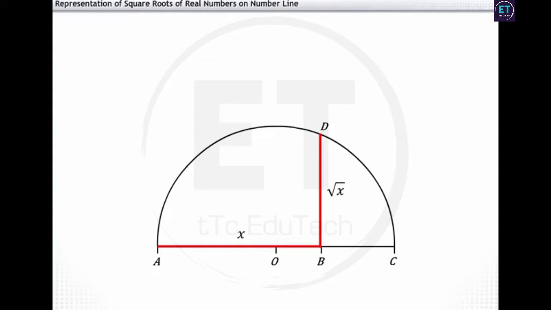This result can be verified by using the Pythagoras theorem. Let's join the points O and D. Here the triangle OBD is a right angle triangle. Now OD is equal to OC, which are the radii of the circle. Since O is the midpoint of AC, OD is equal to AC divided by 2, which is equal to (x + 1) divided by 2.